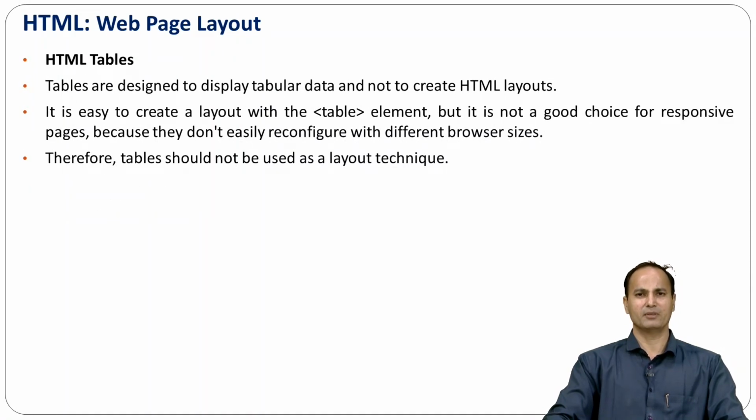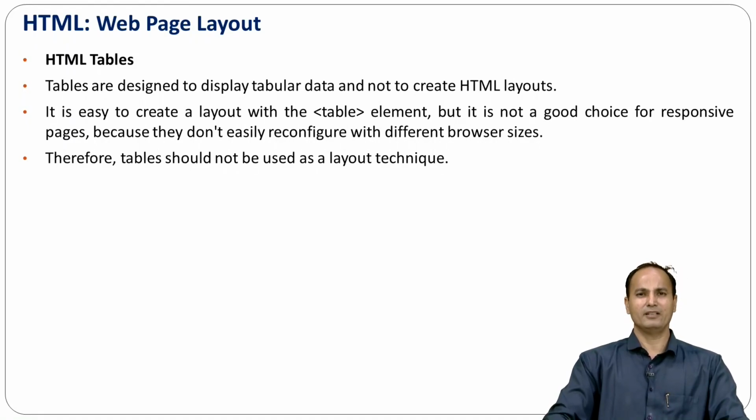First, HTML tables. As we already know and have used HTML tables, tables consist of rows and columns. So whenever we want to put the content in a row and column manner, then we will definitely go for HTML tables. It is easy to create a layout with the table elements, but it is not a good choice for responsive pages because they don't easily reconfigure with different browser sizes.